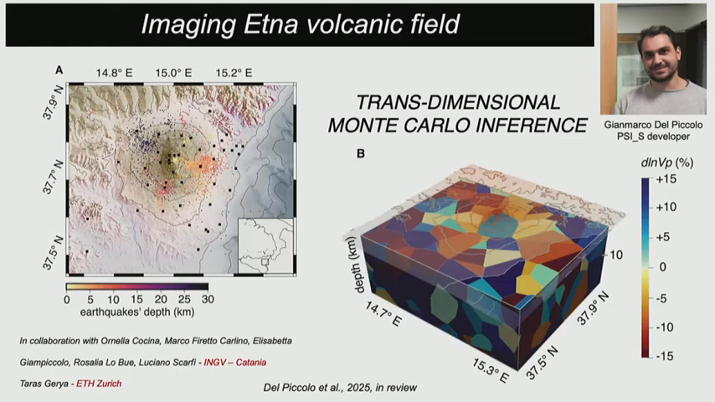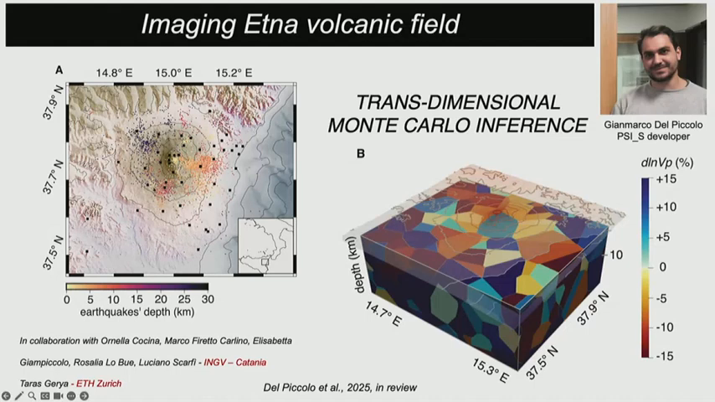So after working for many years on the mantle, we have recently gotten interested in structures that can be found at the crustal level. This is a project by PhD candidate Gianmarco Del Piccolo, where we have tried to image the structures beneath the Etna volcanic field. So we are in Sicily, okay?